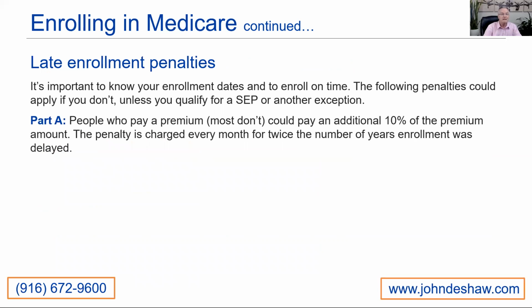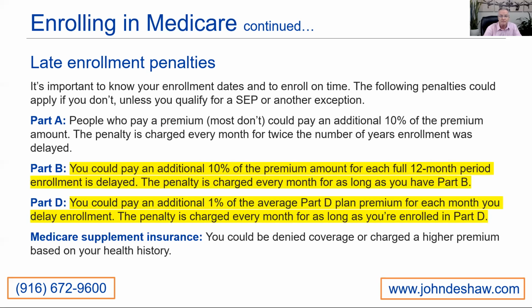Now, Part A, Part B, and Part D charge late enrollment penalties. The Part A penalty really doesn't affect many people because Part A premium comes to you at no cost if you've worked in the United States for 10 years or longer. The penalties for Part B and Part D could apply to more people.